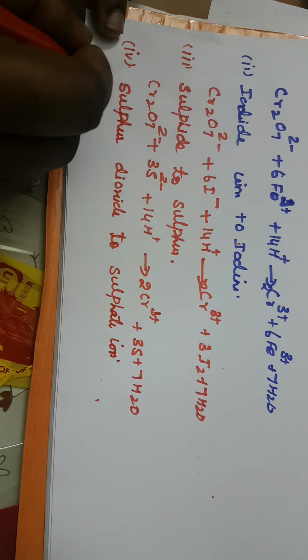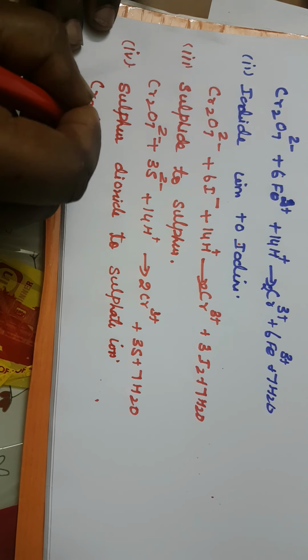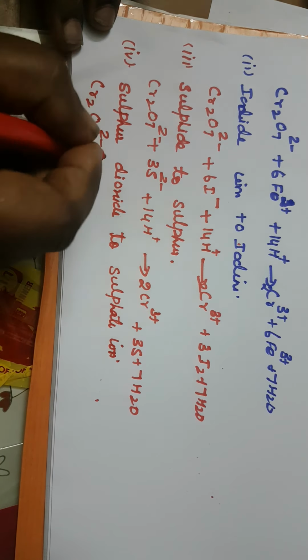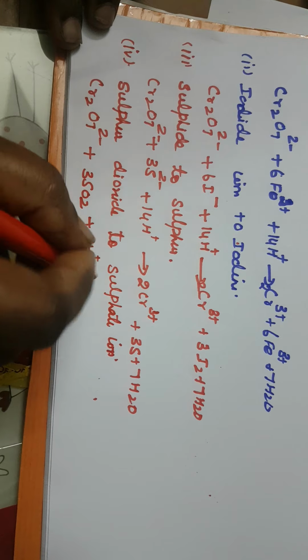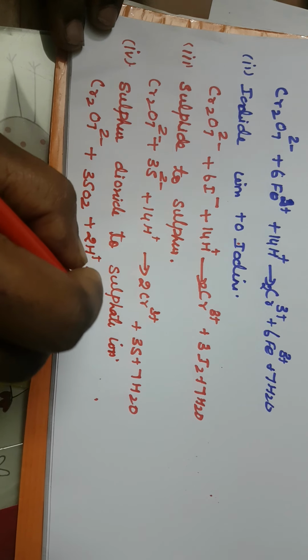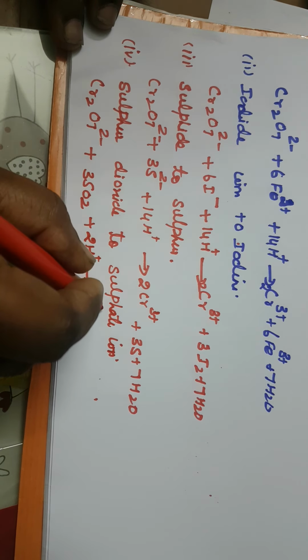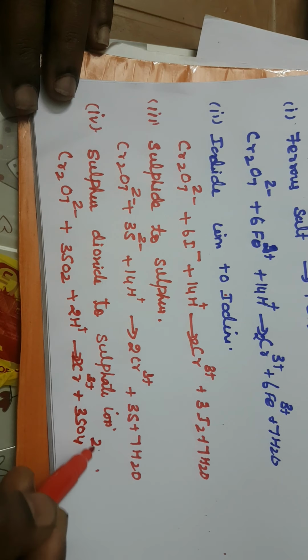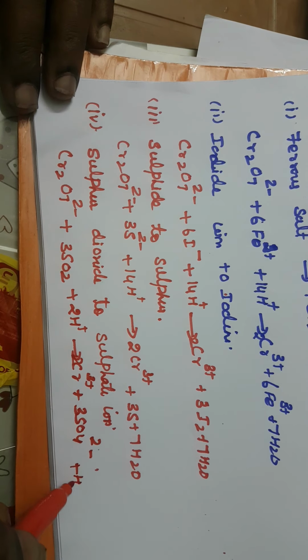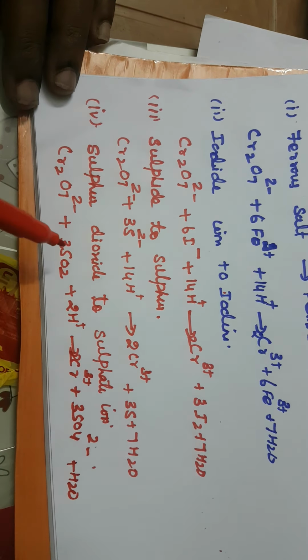So that is again Cr2O7 2 minus, then SO2 plus acid medium gives again Cr3 plus, which will react with sulfate SO4 2 minus plus H2O. That is, sulfur dioxide is converted into sulfate ion. Okay, so this is another one.